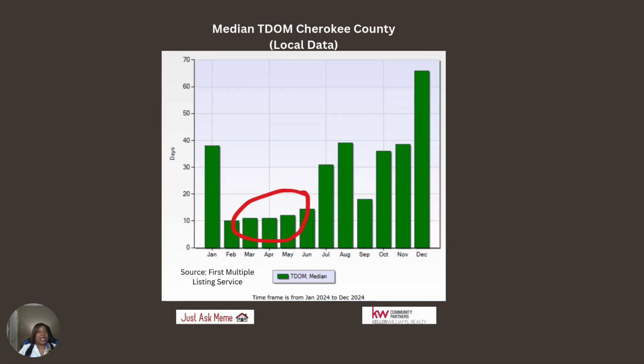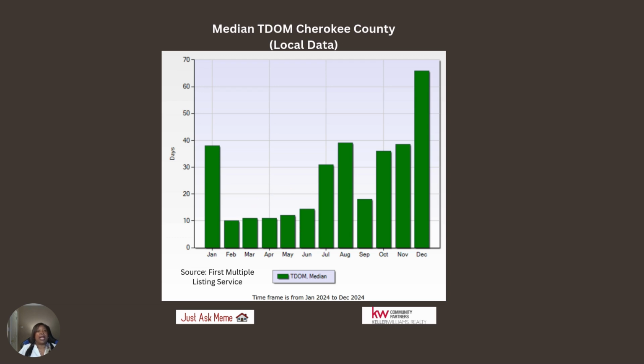Moving to the next graph, we're going to look at Cherokee County. Same for Cherokee County, but look at this with the local data in Cherokee County. Look at February, March, April, May, and then June increased a little bit. And then look at September. September performed well also. So in Cherokee County, we have a little bit of a data set for the median days on the market. You had some really good months in Cherokee County for 2024.